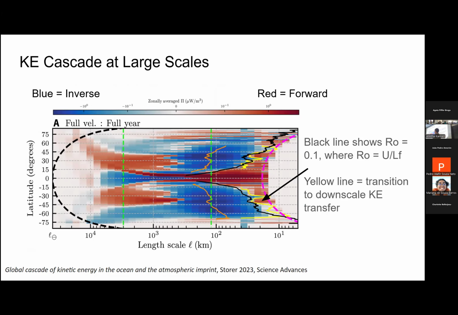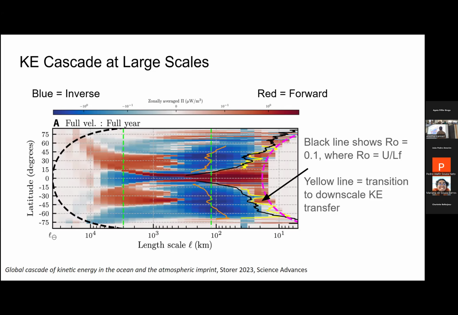And then this is actually latitude on the y-axis and length scale. So big things over here, small things over here on the x-axis. And this is from a really cool modeling study that was quantifying the cascade between scales using this coarse graining method that we might talk about later.